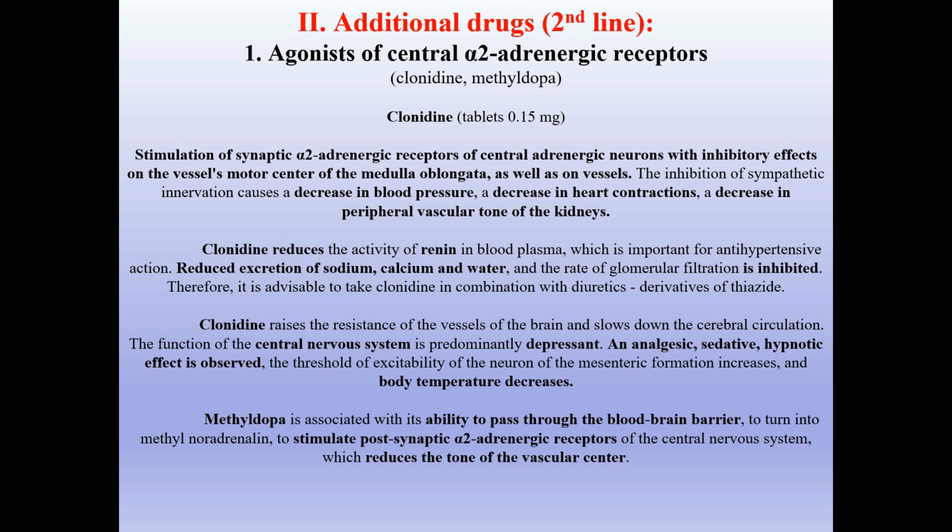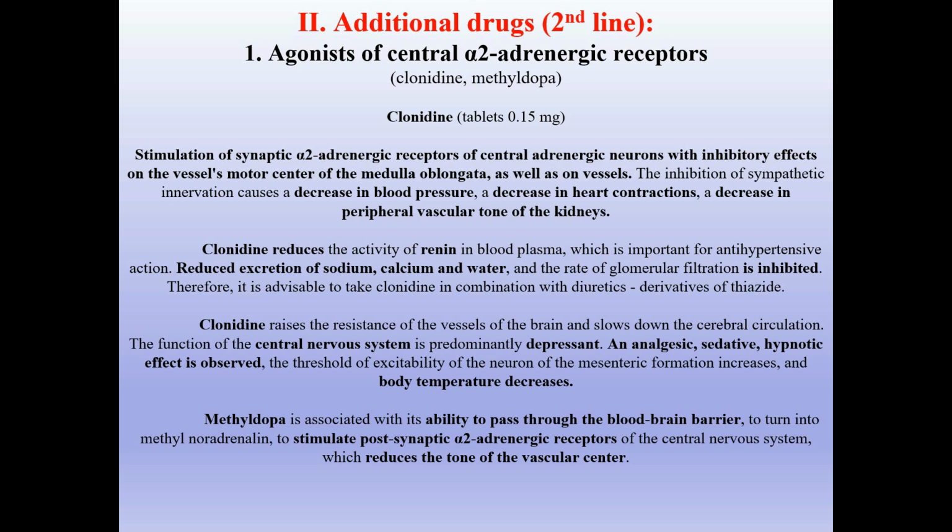Now we came to the point of additional drugs, second line, and the first group, which is agonists of central alpha-2 adrenergic receptors. Here we have clonidine and methyldopa. Clonidine tablets 0.15 milligrams. They provide stimulation of synaptic alpha-2 adrenergic receptors of central adrenergic neurons with inhibitory effects on the vasomotor center of the medulla oblongata as well as on vessels.